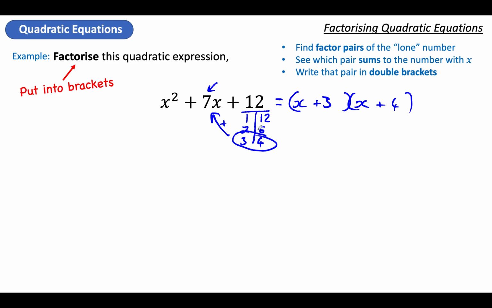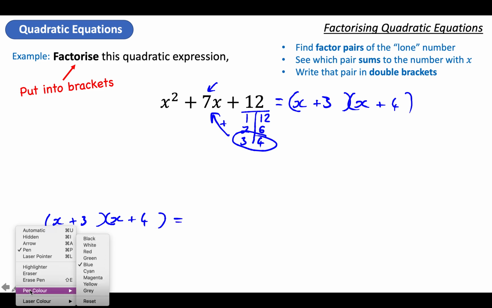We find those factor pairs of the number that's on its own, that lone number, and then you find which pair of those numbers adds together to make the coefficient of x, that number touching x, and then write it in the double brackets. You're thinking, why? Well, it's a useful skill, and it does help us solve them later on as well. We'll come to that later on. But I can show you that it does definitely work, and I'll show you kind of why it works as well.